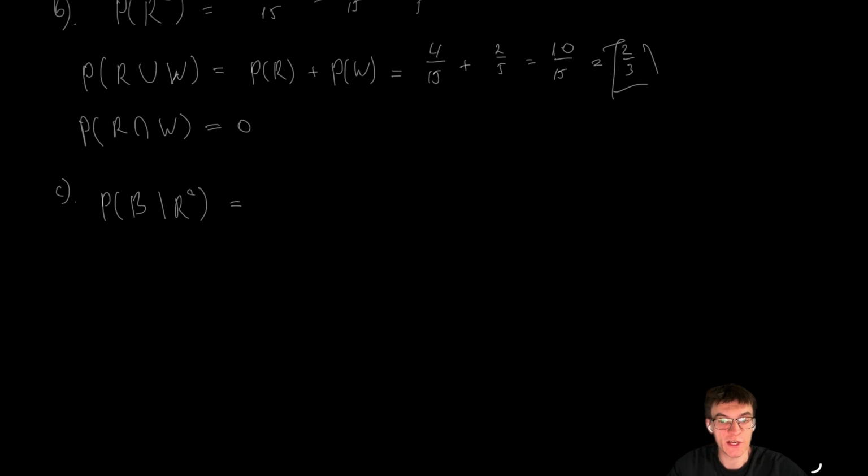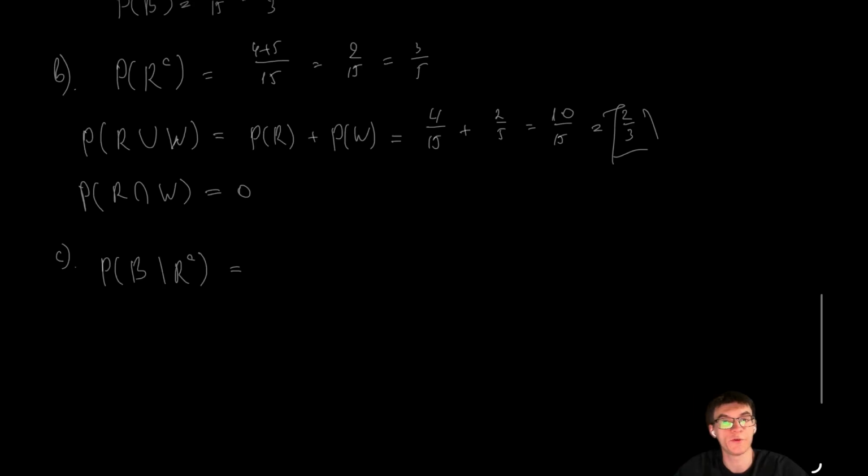Imagine you're just taking all the red balls out of your box and throwing them away. What is the number of blue balls? 5. Over what is the number of total possible outcomes in our modified sample space? This is 15 minus the number of red balls that we threw away. Well, this is 6, which gives us 5/9, and that would be our result, 5/9.